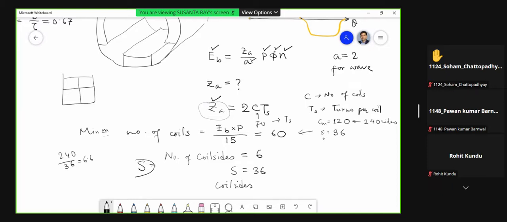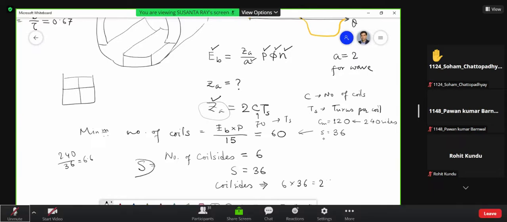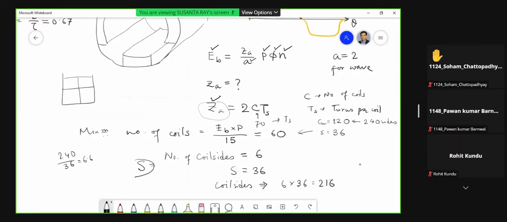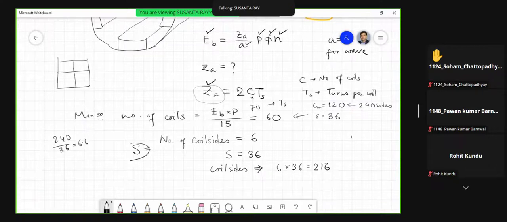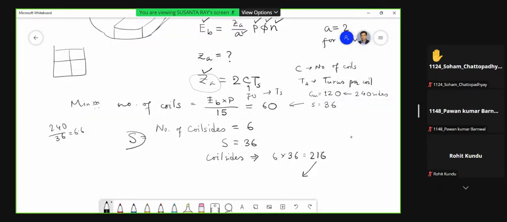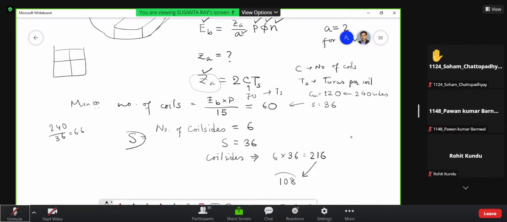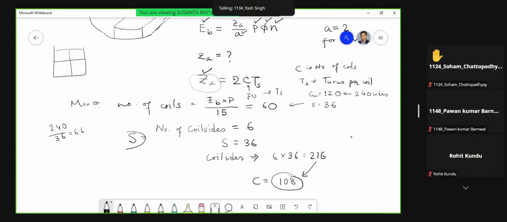Total number of coil sides possible is 216. So this is giving you how many coils? 108 coils. These 108 coils you have to take. This is the actual value of coils that you have to take, and accordingly you have to calculate the JD.